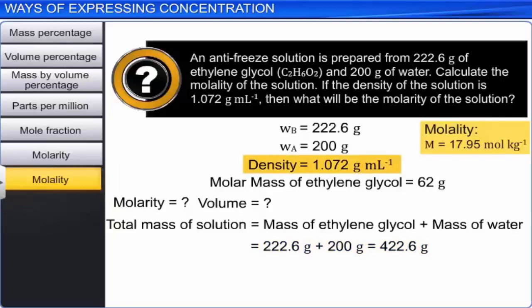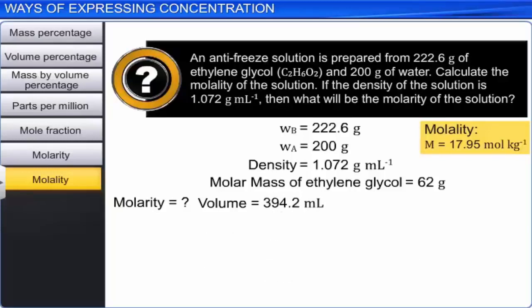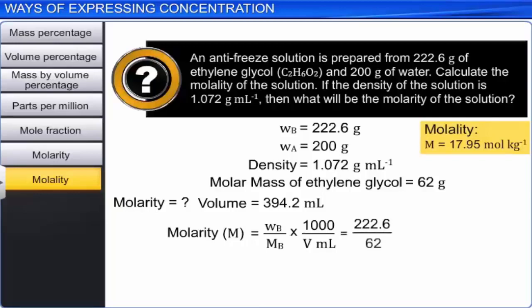Density is equal to mass per unit volume, and thus V is equal to 422.6 grams divided by 1.072 grams per milliliter, or V is equal to 394.2 milliliter. Now substitute this value of V in the expression for molarity. Therefore, M is equal to 222.6 divided by 62 multiplied by 1000 divided by 394.2. On solving, we get M is equal to 9.1 moles per liter.